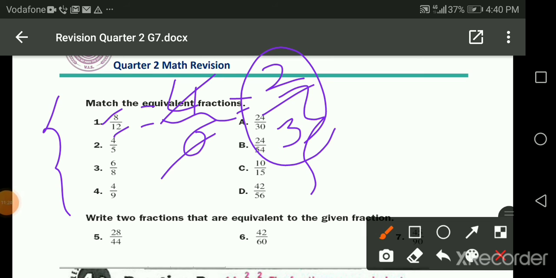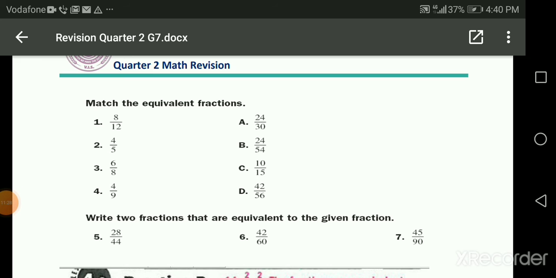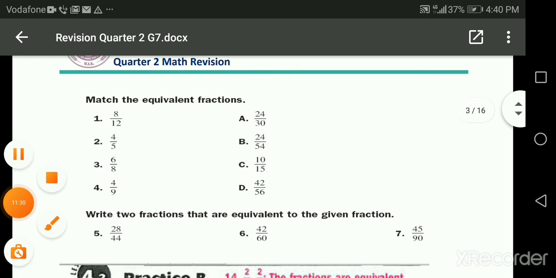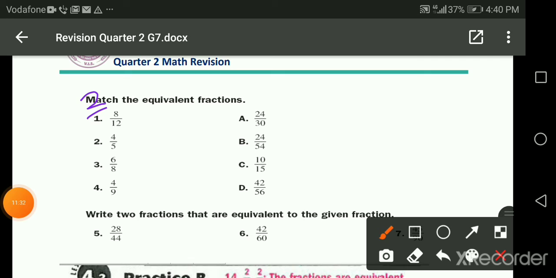What about this one? Let's see. This is in the simplest form, 4 over 5, and this is 2/3. 6 over 8, no, it can be simplified. Divided by 2 gives you 3, divided by 2 gives you 4. So the third one, it's in the simplest form. And this one, 4 over 9, in the simplest form.